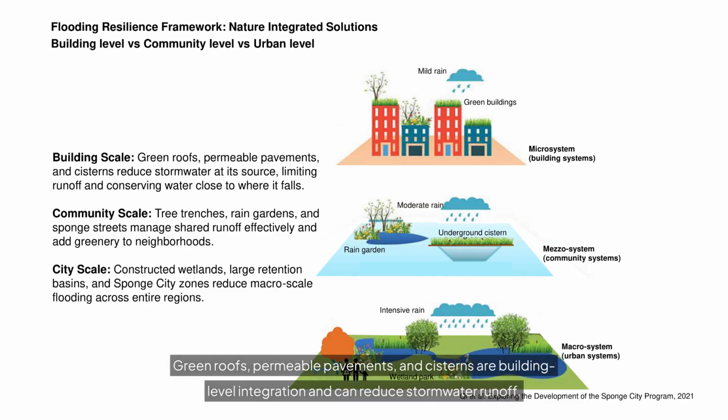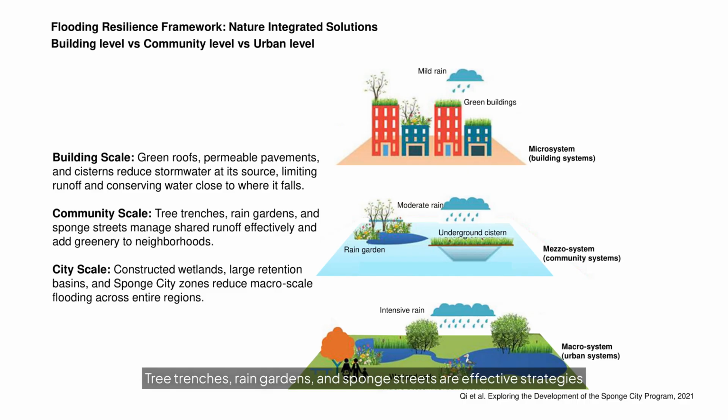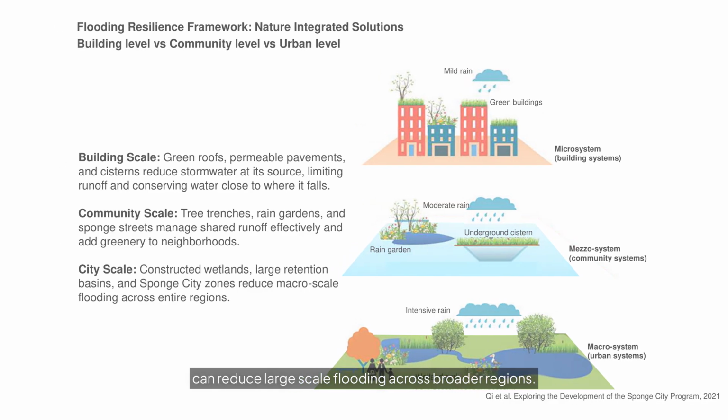Green roofs, permeable pavements, and cisterns are building-level integration and can reduce stormwater runoff. Tree trenches, rain gardens, and sponge streets are effective strategies for community-level integration. These measures delay stormwater runoff while creating communal, occupiable green spaces after water has drained. Constructed wetlands, retention basins, and sponge city zones can reduce large-scale flooding across broader regions.